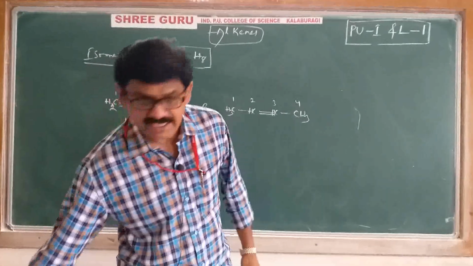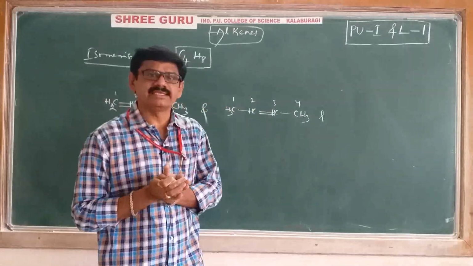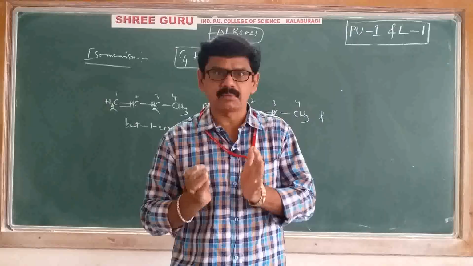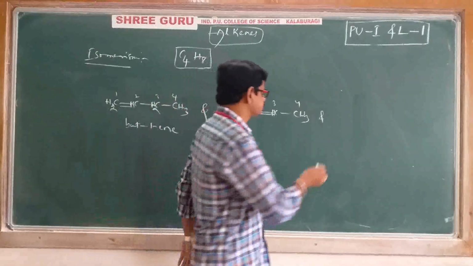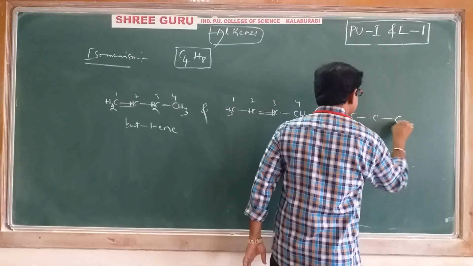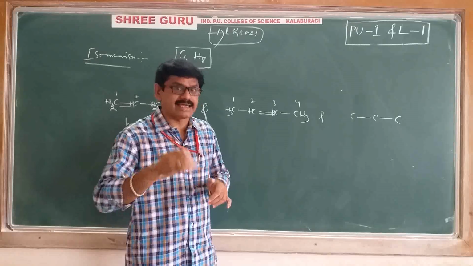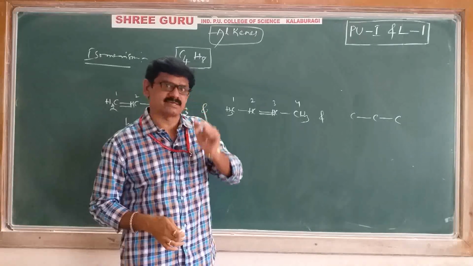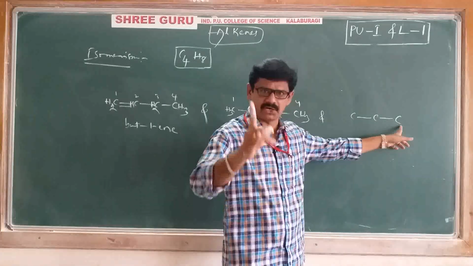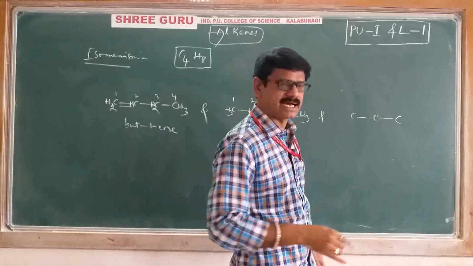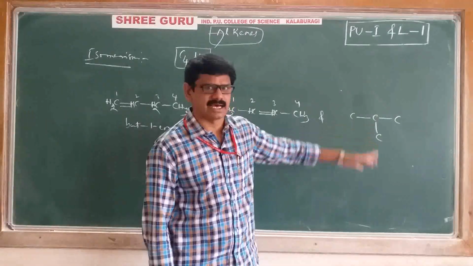Next, we'll write another isomer. In this isomer, instead of writing 4 carbon atoms in the parent chain, we'll write only 3 carbon atoms: 1, 2, 3. Then what about the 4th carbon? The 4th carbon will be arranged as a branch. Don't write the branch at the ends; the one and only possibility is the middle carbon. That's why the 4th carbon will be written as a branch at the middle carbon.